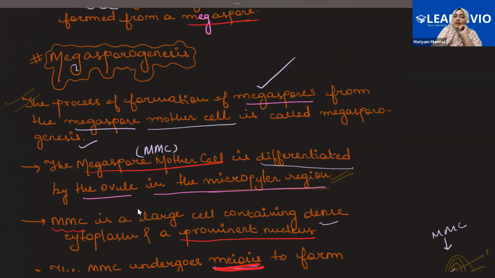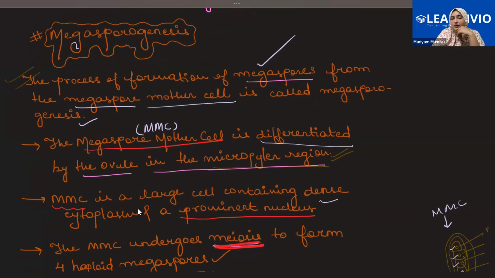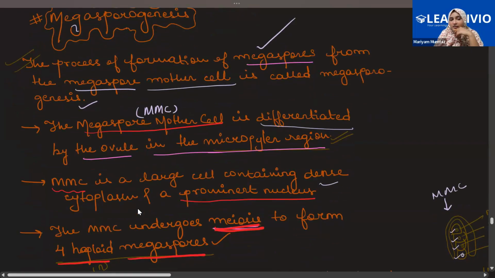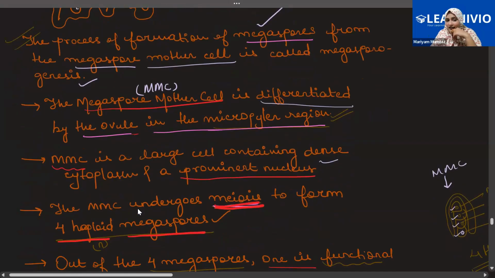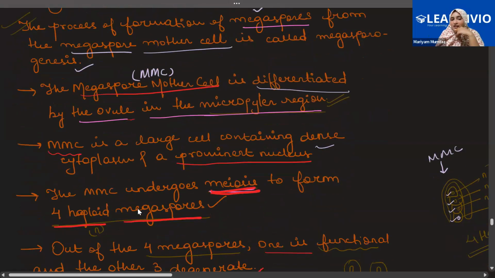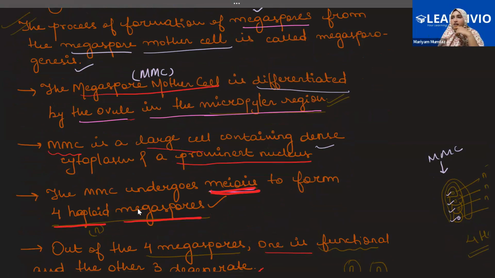megaspore. Now, the process of formation of megaspore from the megaspore mother cell is called megasporogenesis. Now, the megaspore mother cell is differentiated by the ovule in the micropylar region, meaning this cell structure is present in the micropylar area. Now, the megaspore mother cell is a large cell which contains a dense cytoplasm and a prominent nucleus. Prominent means a very easily visible nucleus.